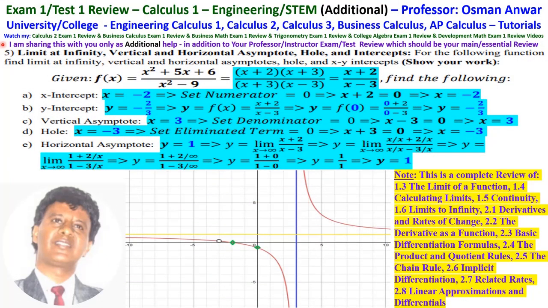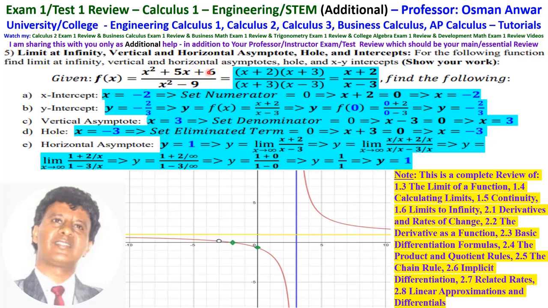Number 5 is limit at infinity, vertical and horizontal asymptote, holes, and intercepts, x and y intercept. For the following function, find the limit at infinity, which is a horizontal asymptote, the vertical and horizontal asymptotes, hole, and the x and y intercepts. So the function is x squared plus 5x plus 6 over x squared minus 9.